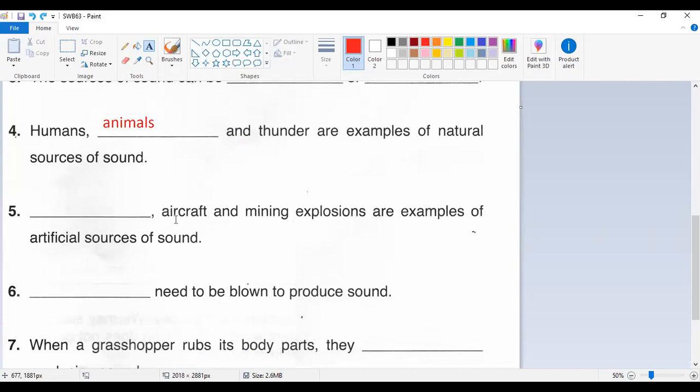This time we've got, like I said up the top, what's a car? A car is a vehicle. When we say vehicle, we mean cars, buses, motorbikes, bicycles, big bulldozer machines. They're all vehicles. Aircraft, and mining explosions, when we blow up the rocks to get out the gold, they're all artificial.